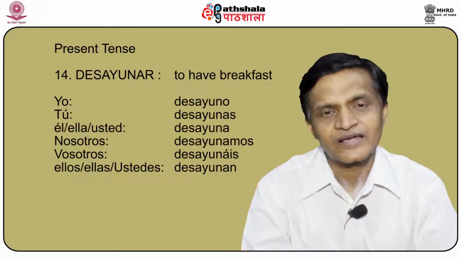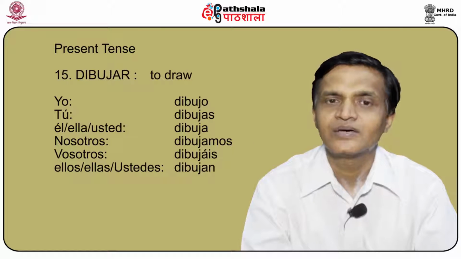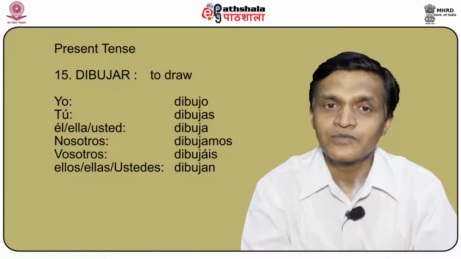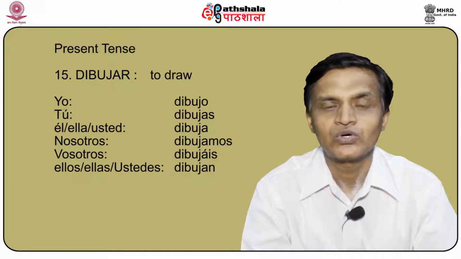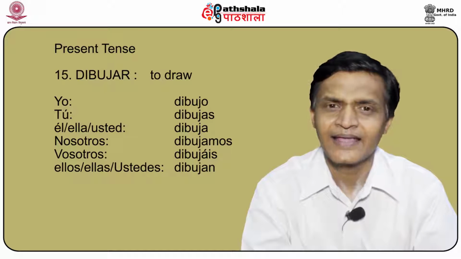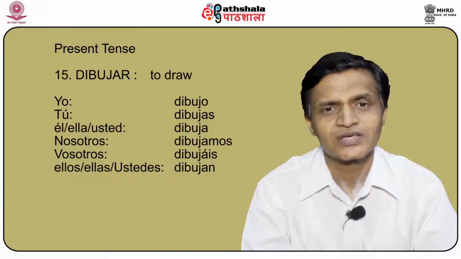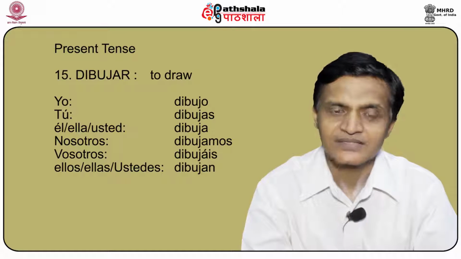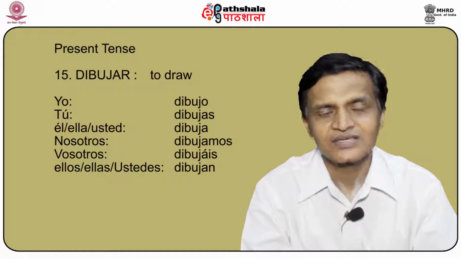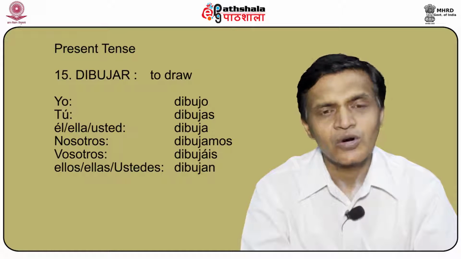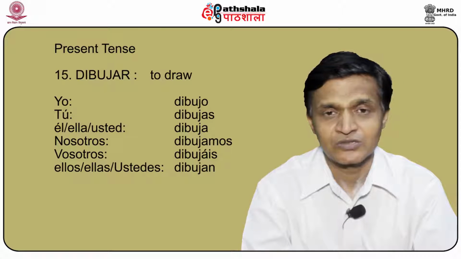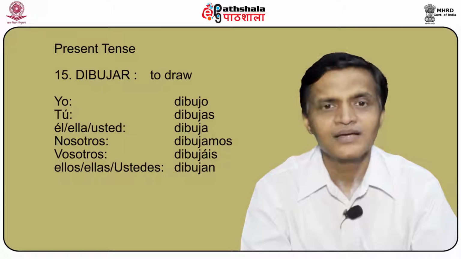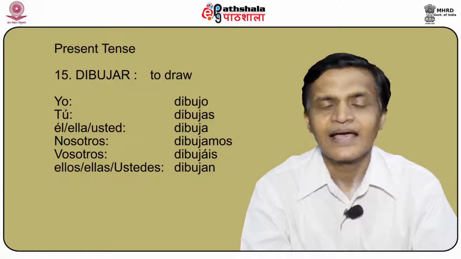Another verb that we would like to talk about today is dibujar, which is an AR ending verb, and it is also a regular verb. Dibujar means to draw. Yo dibujo, tú dibujas, él, ella, usted dibuja, nosotros dibujamos, vosotros dibujáis, vosotras dibujáis, and ellos, ellas, ustedes dibujan. So the verb to draw is dibujar, and the conjugation is dibujo, dibujas, dibuja, dibujamos, dibujáis, and dibujan.